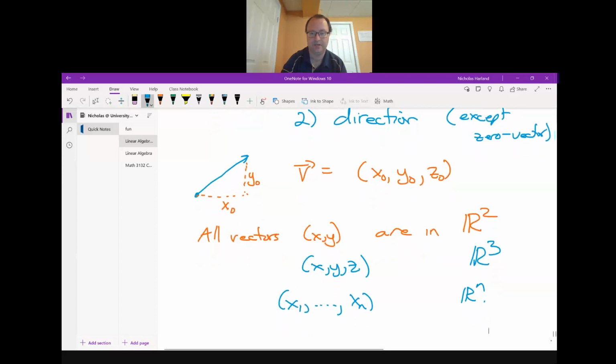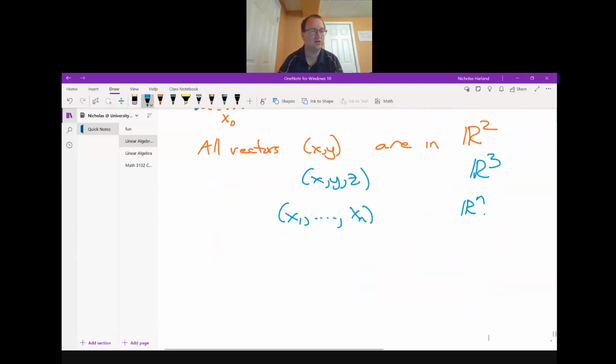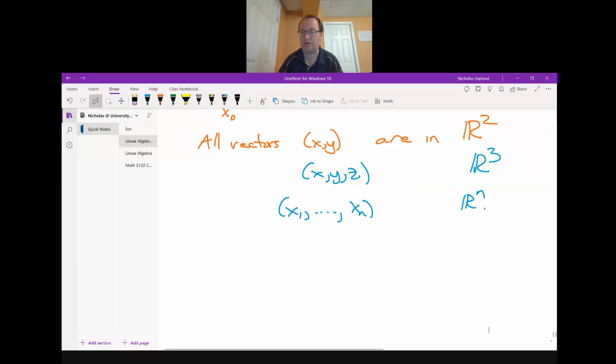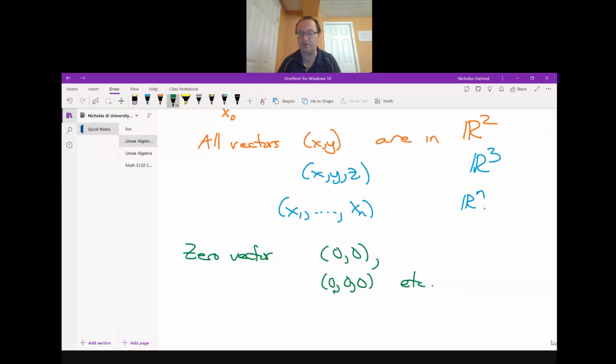All right. We talked about the zero vector, so a zero vector would have nothing but zeros in its entries. So (0, 0), or (0, 0, 0) for an R3, etc. Those are the ones that have no length and no particular direction.